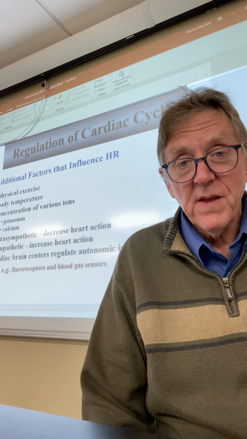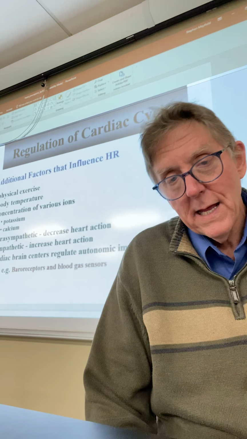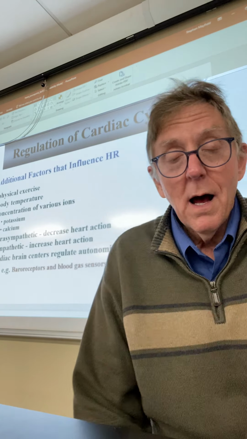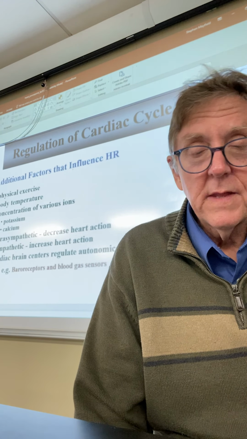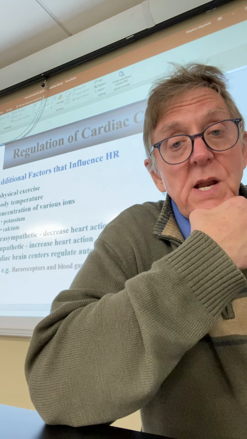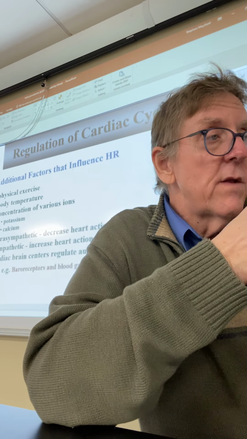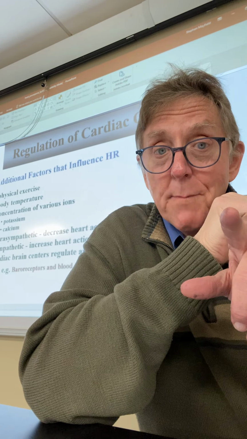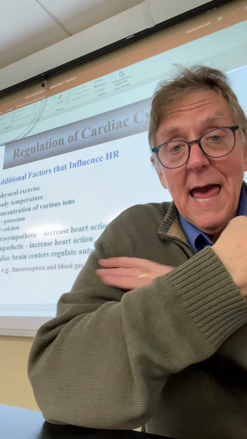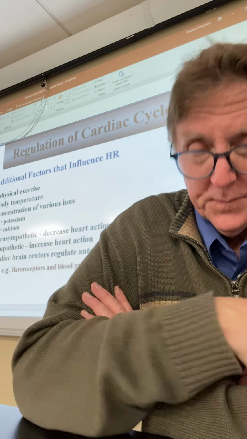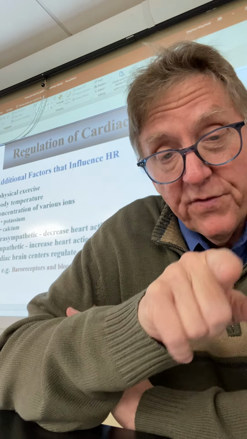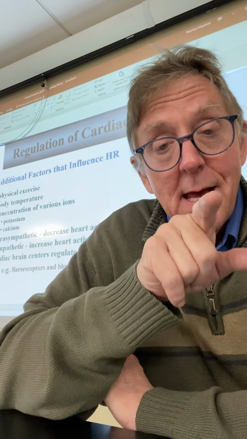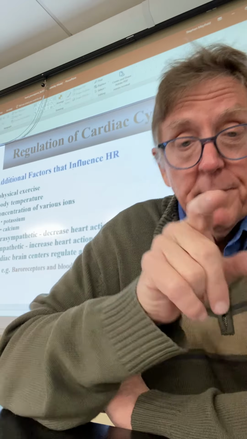We had said the parasympathetic division slows the heart rate and stroke volume. The sympathetic division increases it. We had said that we have receptors, and there's only one thing that I haven't mentioned that's on this slide. I had mentioned the baroreceptors, the stretch receptors in the artery and in the heart.